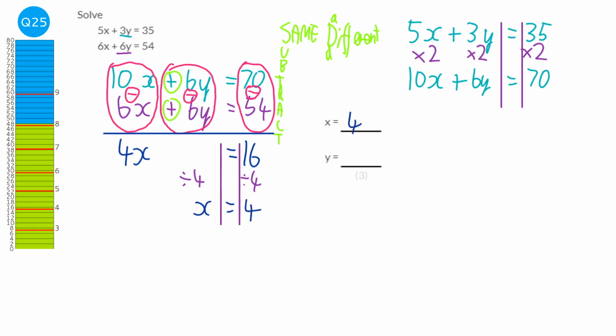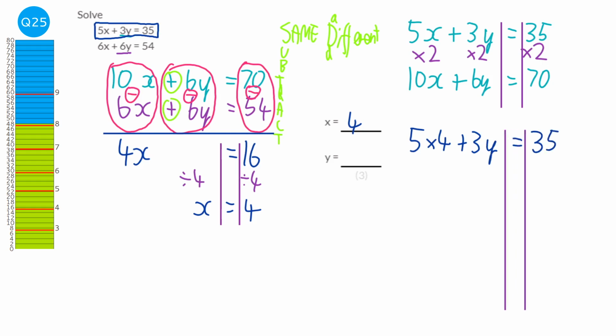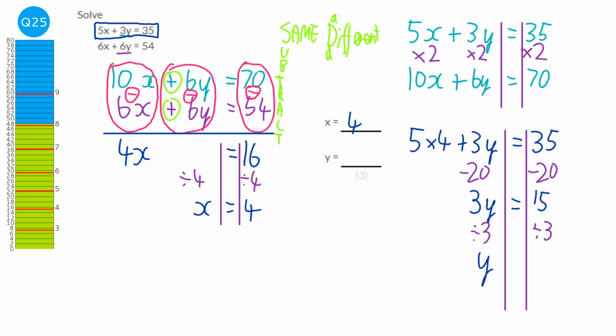Now that's only half the job, because we need to find out what y is. So what I'm going to do is copy this first equation, but substitute in the value of x, which is 4. So 5 times 4 plus 3y equals 35. Get my lines in. And 5 times 4 is 20, so I'm going to take away 20 both sides to get rid of the 20. So we've got 3y equals 15. And then we're going to divide by 3 both sides. So we've got y equals 5.